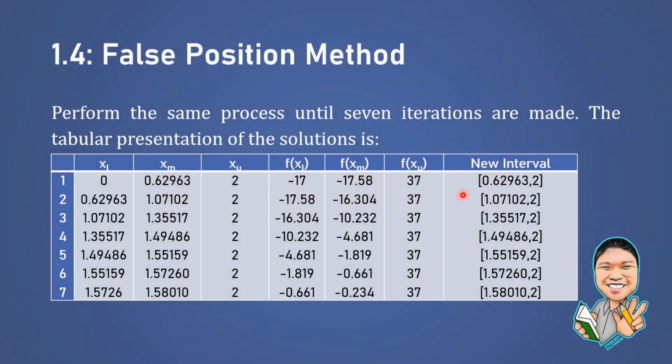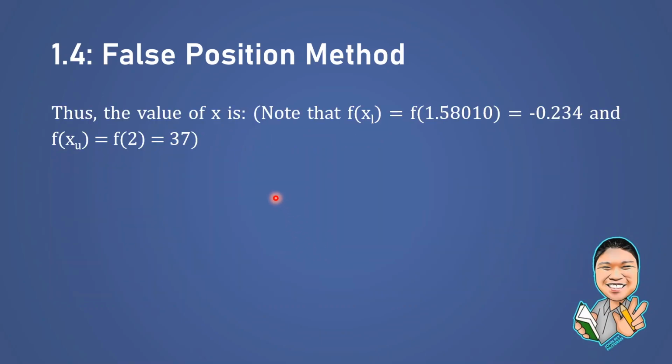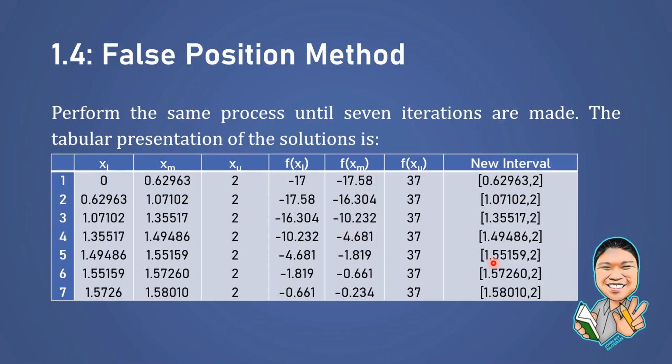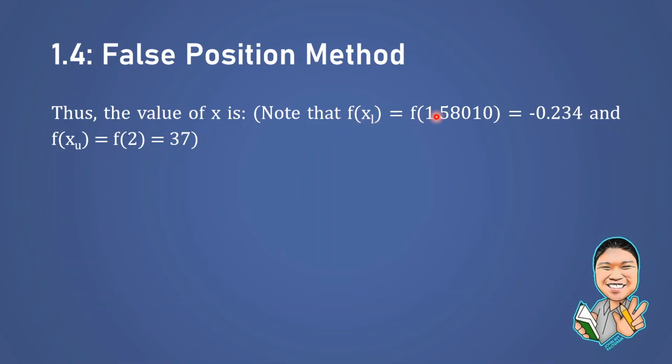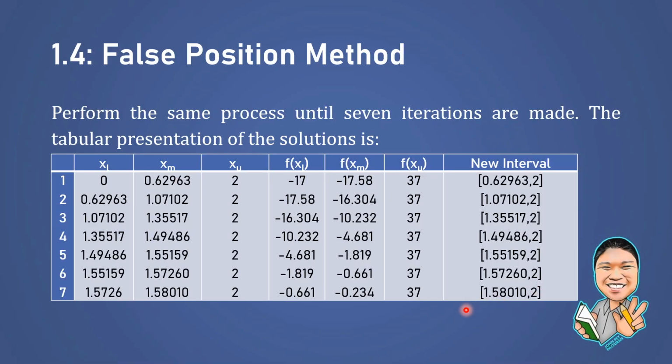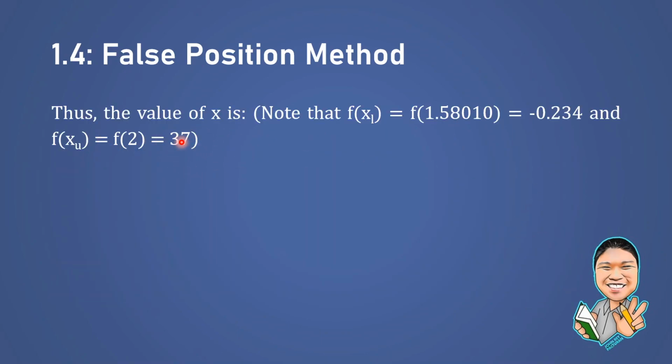So, para ma-solve na natin yung actual na value of x, ang gagamitin natin is yung formula. Take note ang ating last ay 1.58010 and 2. Okay, itong tandaan nyo, ito ang last interval. Una, hindi mo to i-average. Walang averaging sa false position method. So, take note, yung f of x sub L, which is f of 1.58010, is negative 0.234. Kapag sinubstitute nyo to, itong lower limit niya, tapos itong upper limit na 2, pag sinubstitute nyo ay 37.